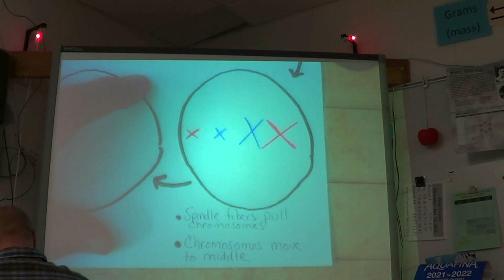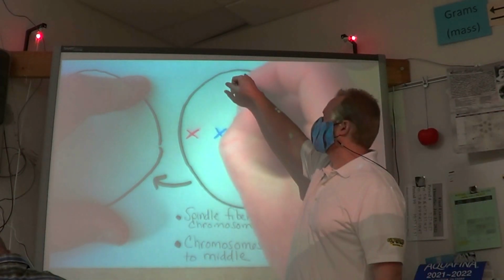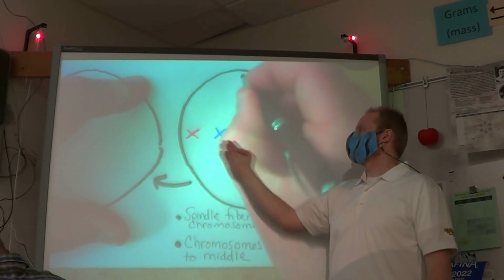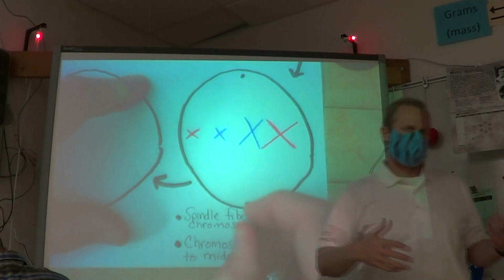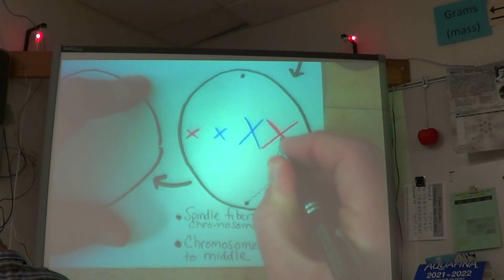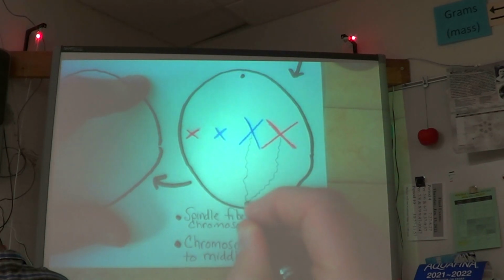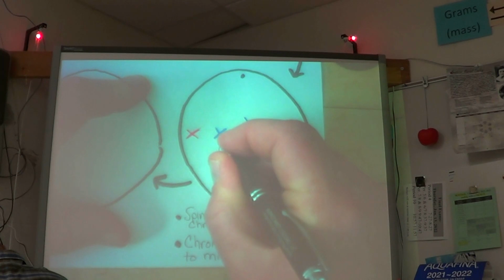Now, those centrioles, those little anchor points, are going to be at the north and south pole, if we're talking about the equator. They're going to go at opposite ends. That's the key thing here. And those spindle fibers, those rope-like structures, are going to be attached to the centromeres, and those are what are going to be tugging and pulling on those things.